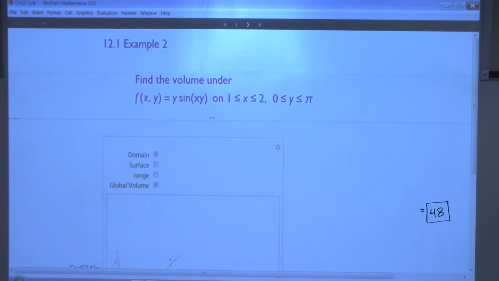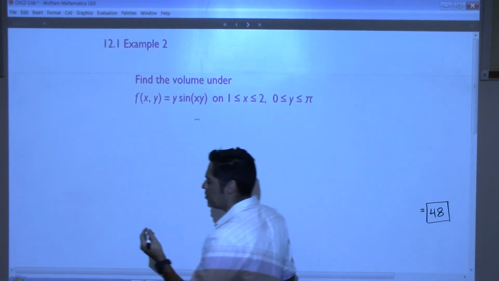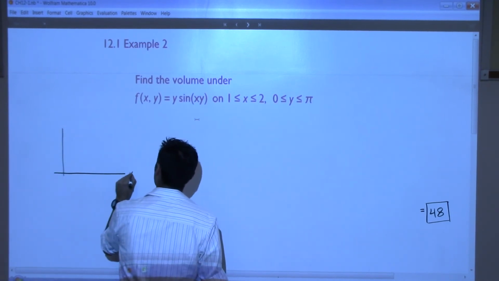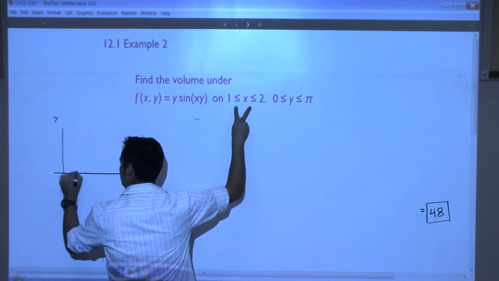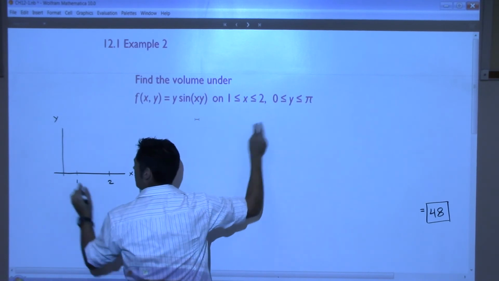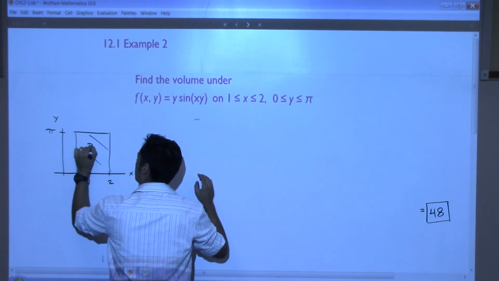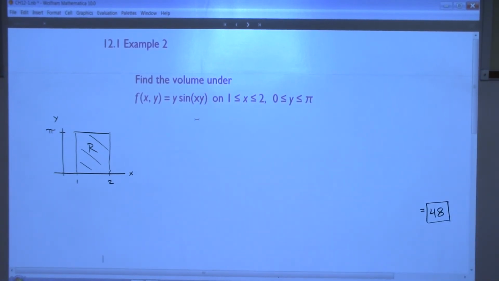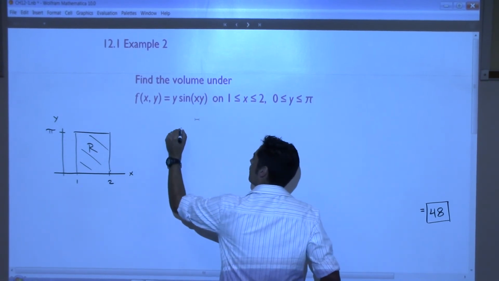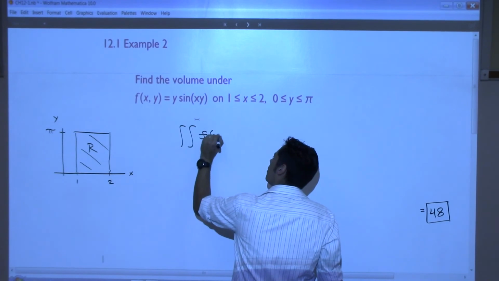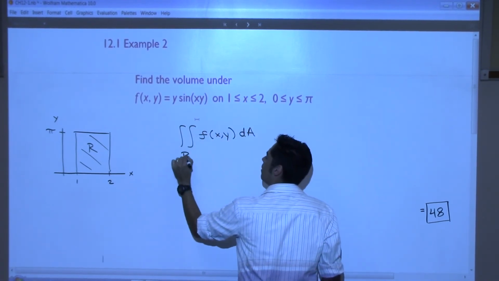How about this one? This is really almost the same exact sort of setup, isn't it? I'm going to draw the domain over here. This time it's not [0,2]×[0,2], so it's a little more complicated. X is between 1 and 2, so that's 1, here's 2. And the Y value is between 0 and pi. That's R. So I want the double integral of the function of x and y with respect to area, so I'm double integrating over R.